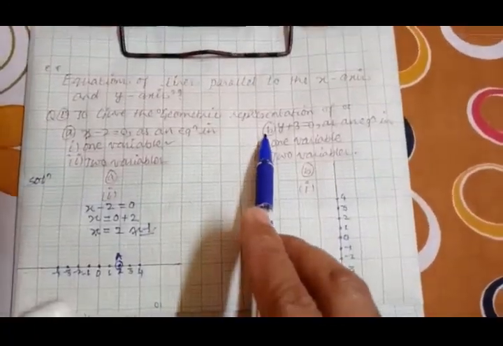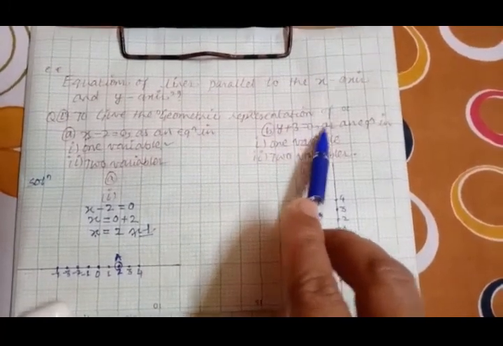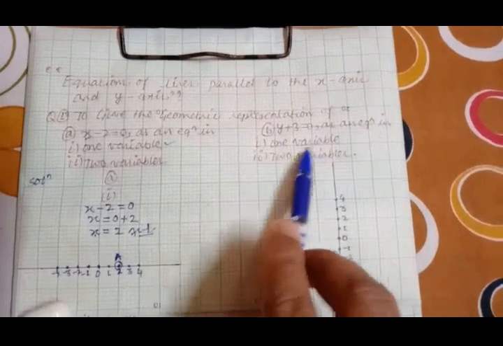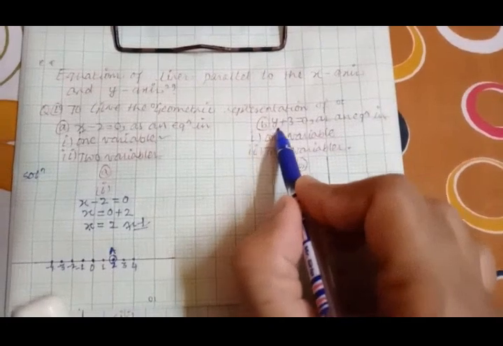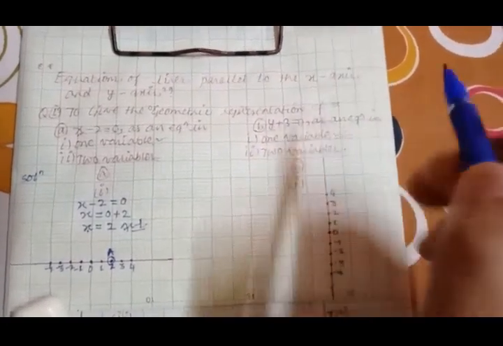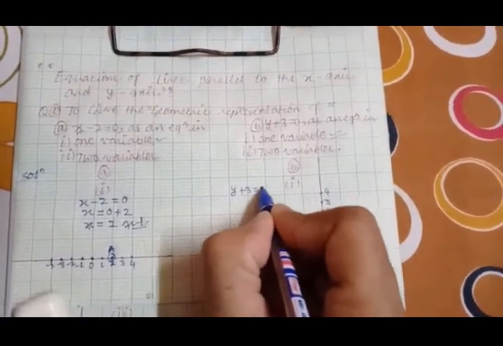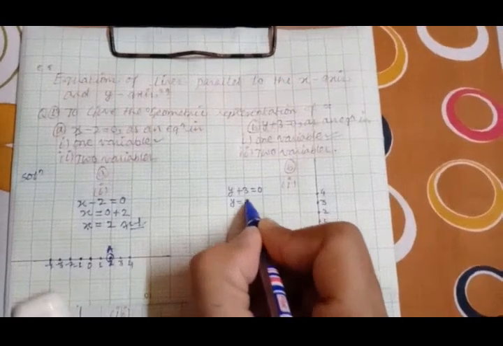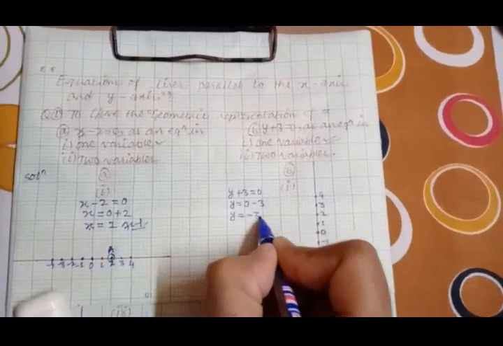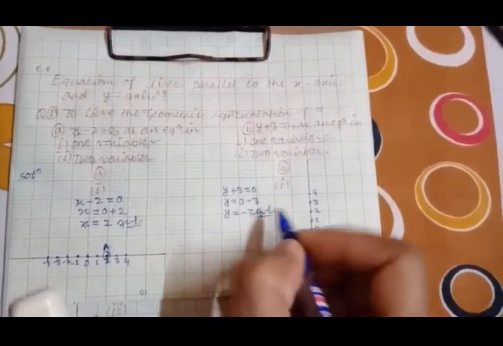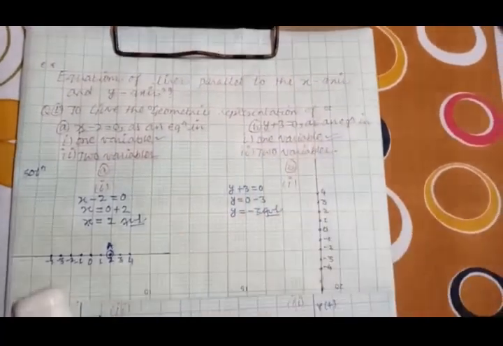Let's start with case B, where we have to give the geometric representation of y + 3 = 0, as it is treated as an equation in one variable and in two variables. So let's check its geometric representation if it is treated as a linear equation in one variable. This time we have y + 3 = 0, for which y becomes 0 - 3, which is -3. That's the only solution of y + 3 = 0 as an equation in one variable.